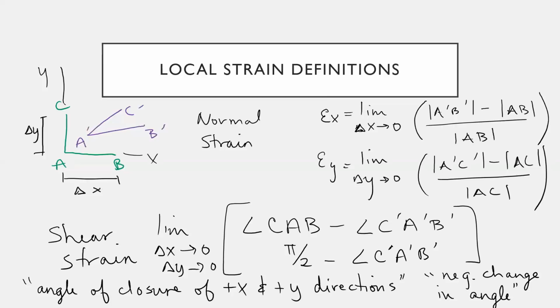Yes? Is there a reason why we put CAB first instead of C prime A prime B prime? Because we want to calculate the angle of closure. So if I take this one minus that, I end up with this angle, right?